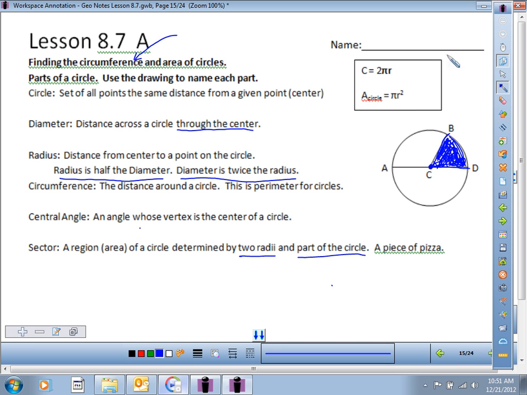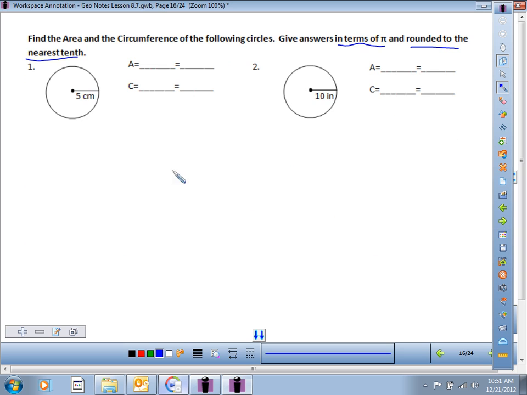By the way, if you look up here, here are the two formulas for today. The formula for circumference is 2 times pi times the radius. And the formula for the area of a circle is pi times the radius squared. Right. So let's go ahead and jot those two formulas down.